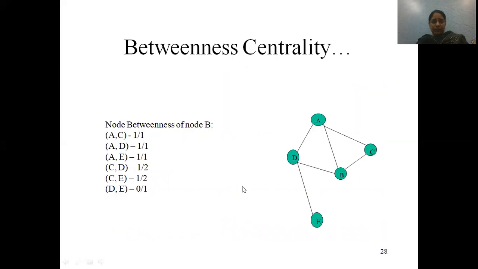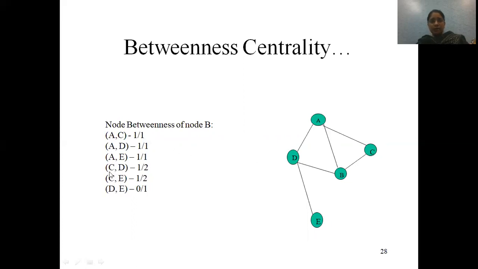So this is the network containing 5 nodes. For node betweenness, we are considering this node B, and then we take the pair A, C. Is there any path via B from A to C? Yes, there exists a path like A to B, B to C. So the numerator will be 1, and there is only one path containing B. So it is 1 to 1. Come to A to D. Yes, there exists a path via B. So that is 1, and there is only one path. So that is 1 to 1.